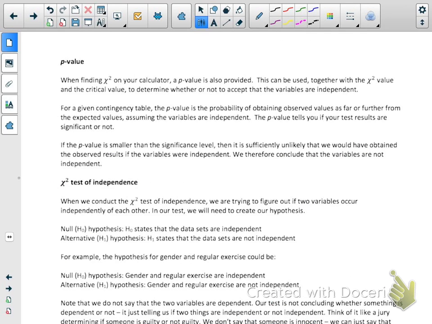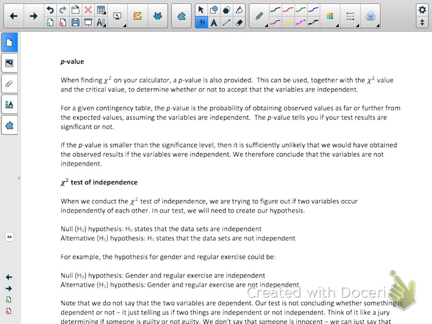Okay. Now, p-value. When you're finding that chi-squared on your calculator, you also get a p-value. This is used along with the chi-squared value and your critical value to determine whether or not you accept that the variables are independent. For your contingency table, the p-value is the probability that you're obtaining those observed values as far or further from the expected values, assuming that those variables are independent. The p-value is going to tell you if your test results are significant or not.